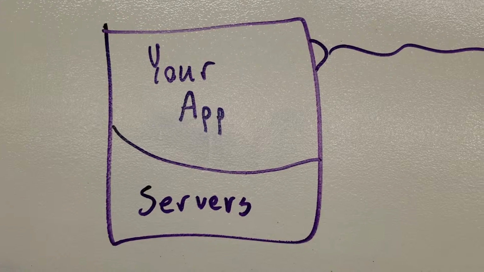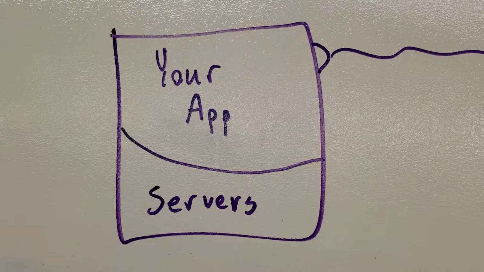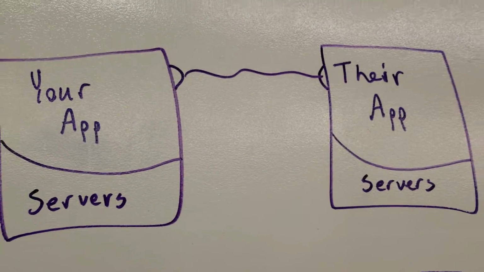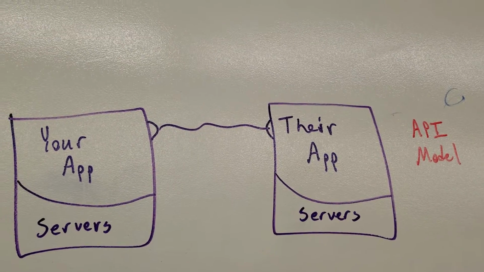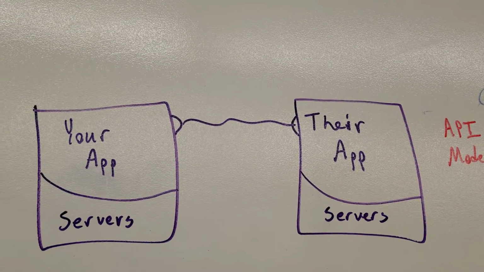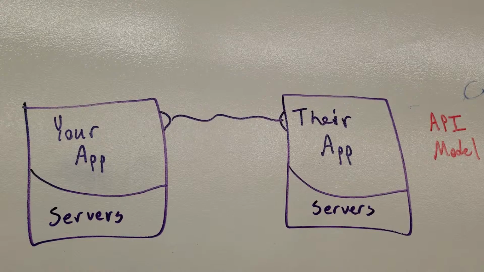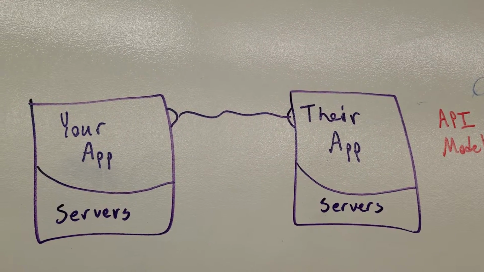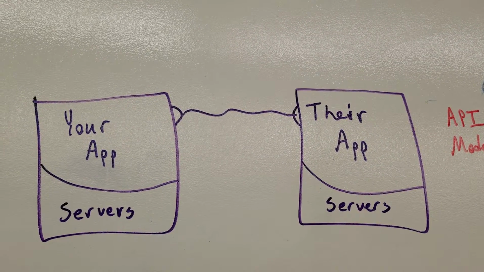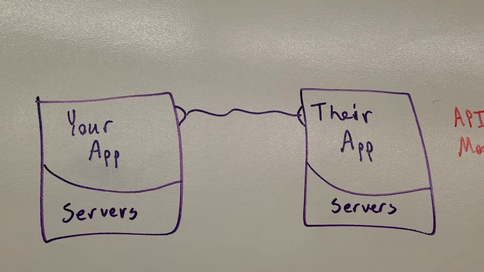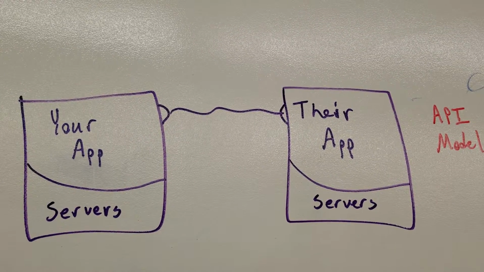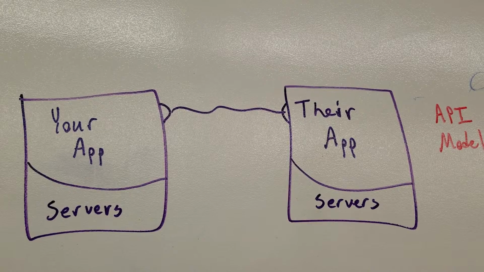So the first type of platform Mark Andreessen said you come across is the API model. And that's where your app has access to data and capabilities of another application through an API. So your app talks to their app, your app runs on some servers, their app runs on some servers, and you get access to an API.